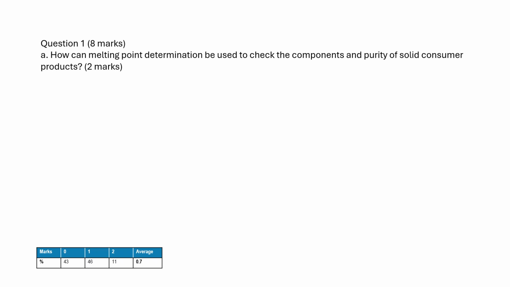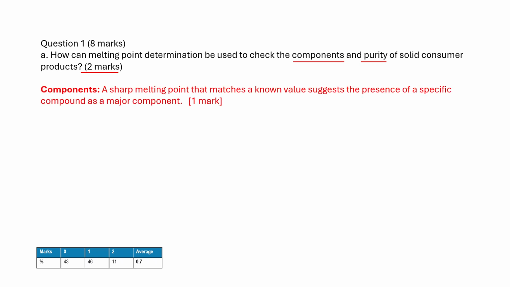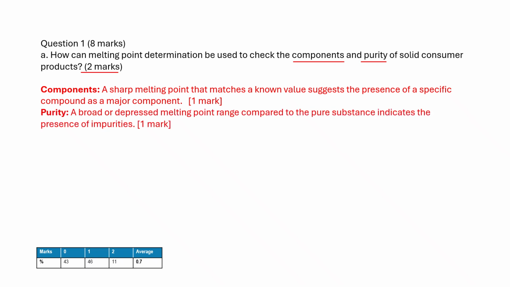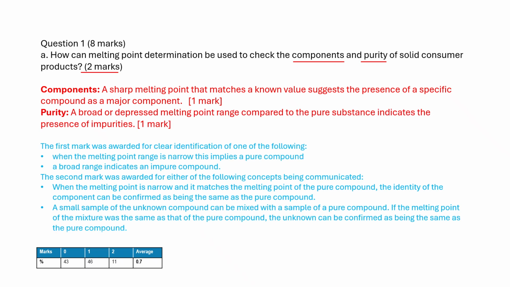The melting point can indicate a solid's main component, 1 mark, and the purity, 1 mark. A sharp melting point matching a known value suggests the identity of the major component, and a broad or lower melting point range signals the presence of impurities.